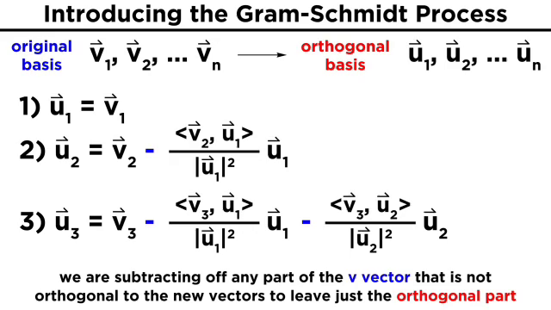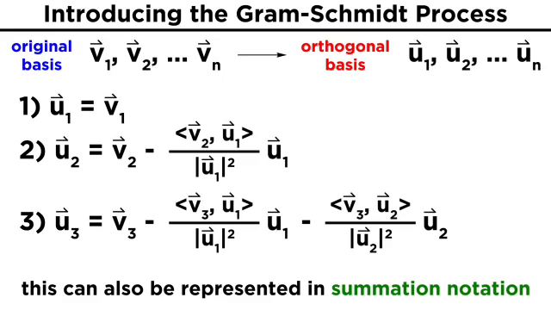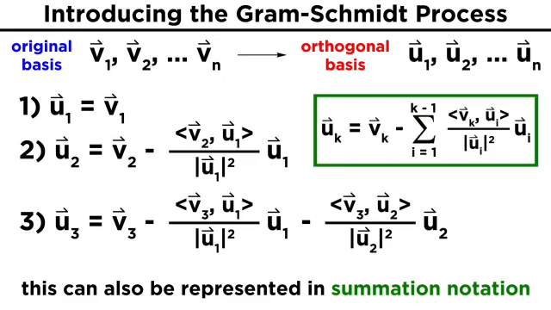To make things a little more succinct, each of these new vectors after the first one can be put into summation notation as follows. uk equals vk minus the sum over i from 1 to k minus 1 of the inner product between vk and ui, divided by the length of ui squared times ui. If this notation is unfamiliar, go back and check out some of my tutorials on sums. Otherwise, we can quickly see how the orthogonal basis we just wrote can be derived from this expression.